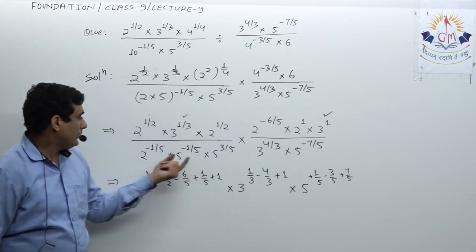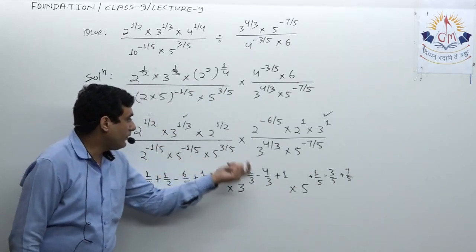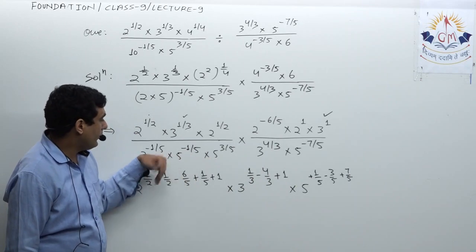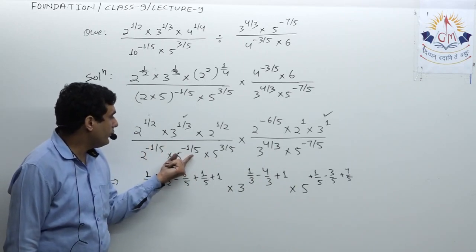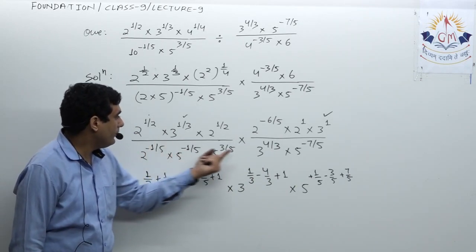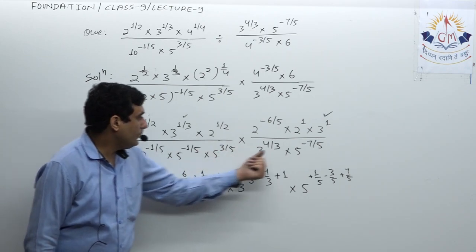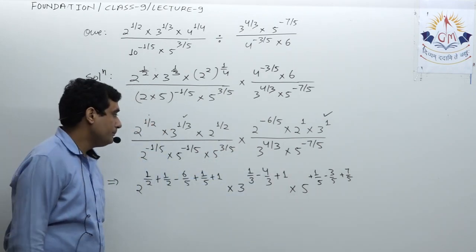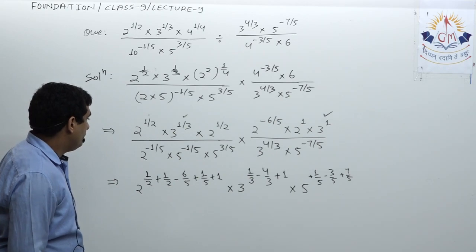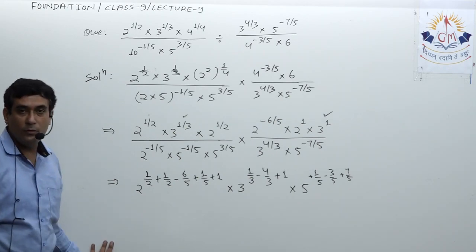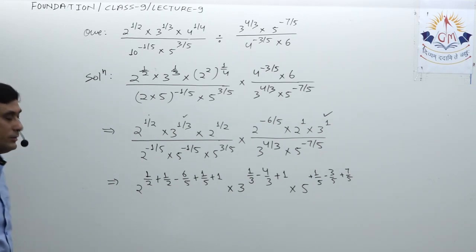Okay, because the terms containing base 5 are all in the denominator, so when we take them in the numerator, the powers will be reversed. So plus 1 by 5, this minus 1 by 3 plus 7 by 5. Okay, so please note it down up to this point, then we'll see its solution further.